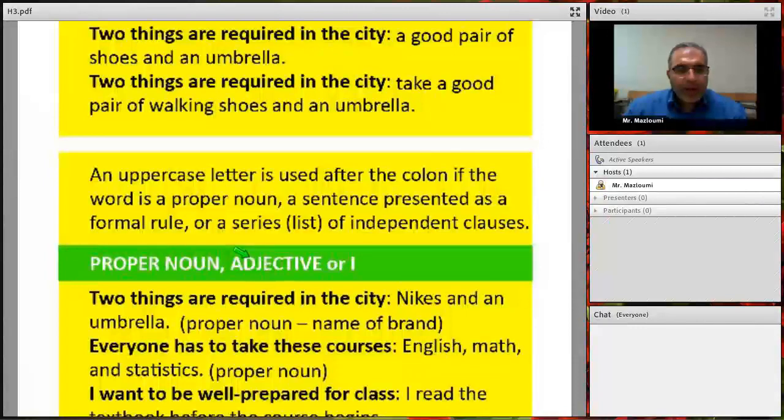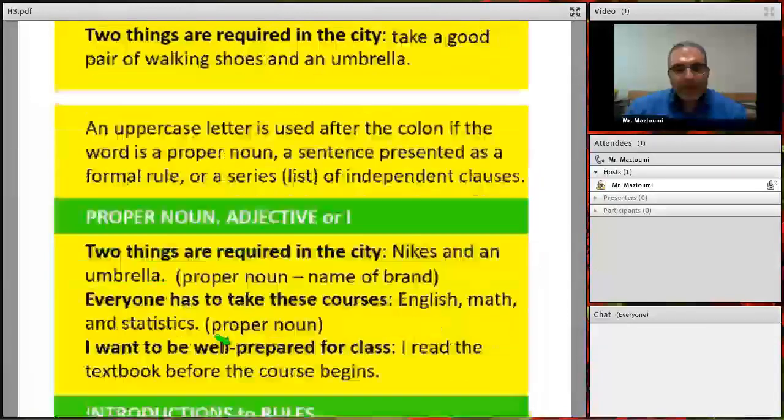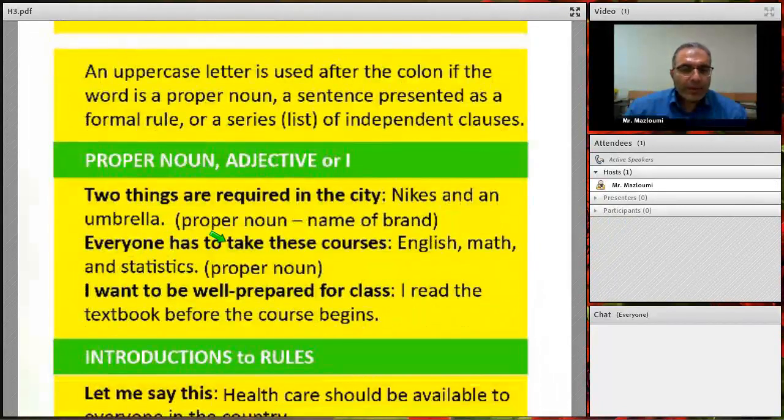Proper noun, adjective, or I. Two things are required in the city: Nike and an umbrella. So, guys, two things are needed in the city. What are these two things? Colon, Nike. Nike, as you know, is a proper noun. It is the name of a brand, so we need to capitalize it. You see, capital N, an uppercase letter. Nike, capital N, and an umbrella.